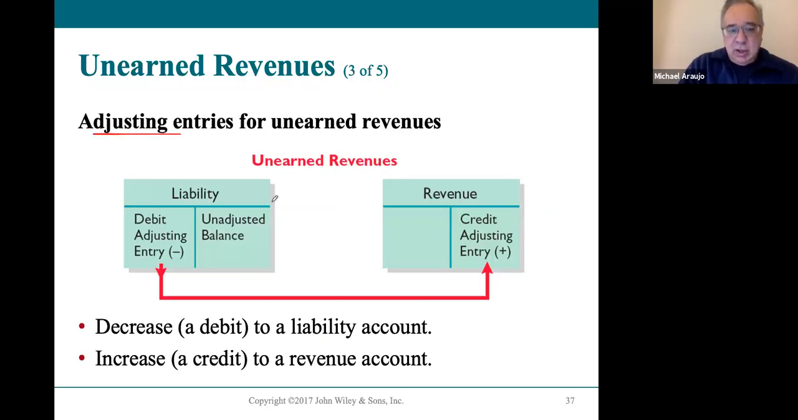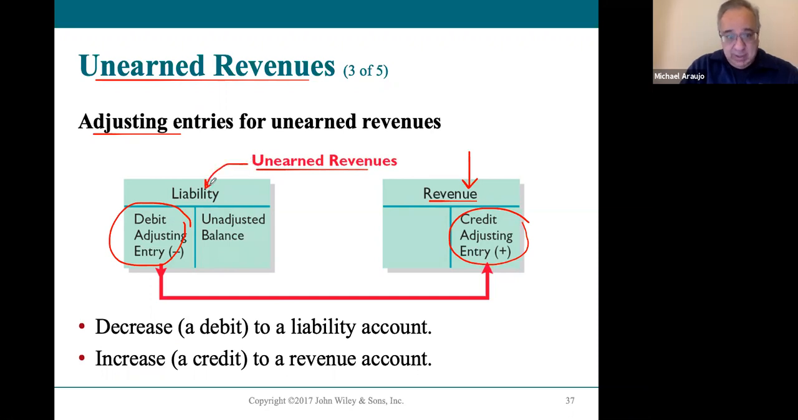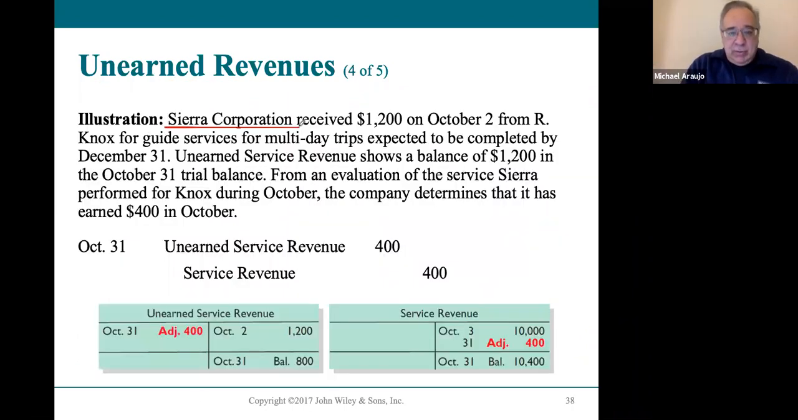That's the adjustment here. What we're doing is lowering the liability. So we're going to debit the unearned revenue account, which is a liability, and move that money to revenue, because it's now earned. Remember, revenue is earned. Unearned revenue is a liability because you haven't earned it yet. But once you earn it, you've got to move it over. That's the adjustment. So we're debiting the unearned revenue account, and crediting the service revenue account, or whatever revenue account the company has. And we're dealing with Sierra Corporation here.